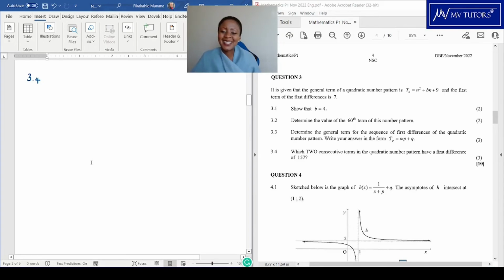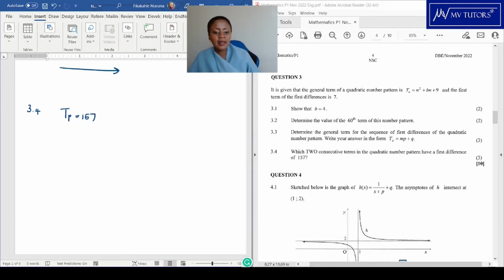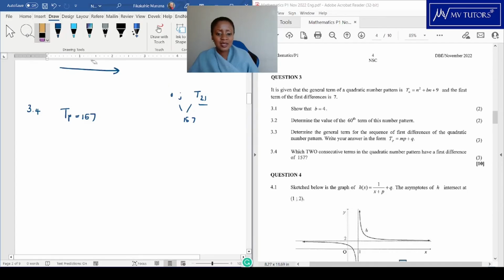The last question, 3.4. Which 2 consecutive terms in the quadratic number pattern have a first difference of 157? So basically, TP being equal to 157, we're going to get 1 term for that. So if you have, let's say we are at T20 and then we have T21 and the difference between that is 157, they're basically asking for T20 and T21. So we're going to determine which one is which. All right, so let's just erase that. I was just making an example.